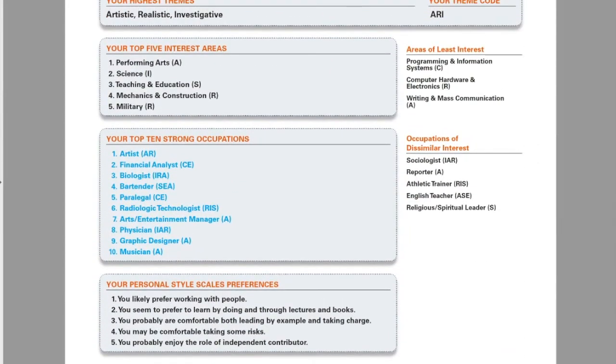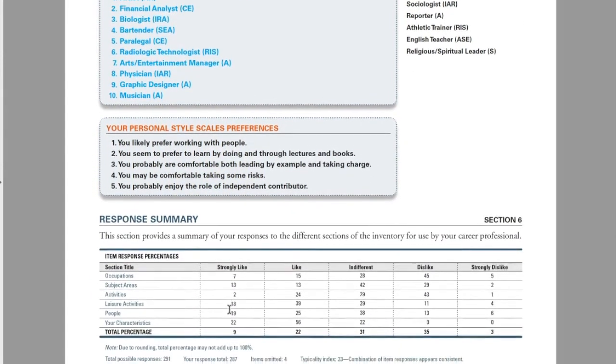Page 10 is the profile summary. It contains the overview of all the information provided thus far. You'll see up here your highest themes from your Holland RIASEC codes, your top 5 interest areas, your top 10 interest areas, as well as your areas of least interest and occupations of dissimilar interest. And again, here is your personal style scales preferences, the overview from the previous page.